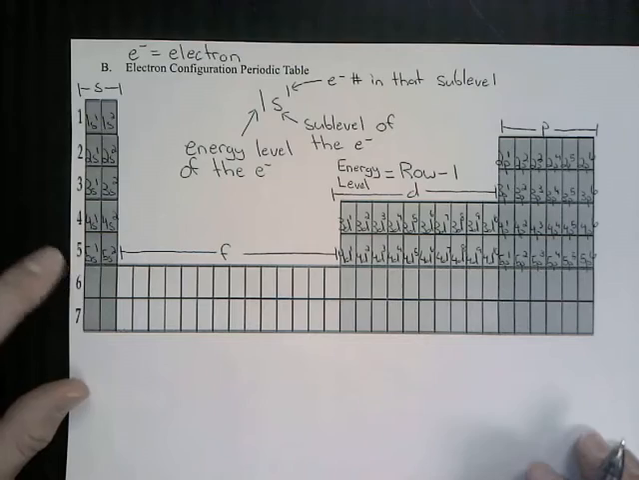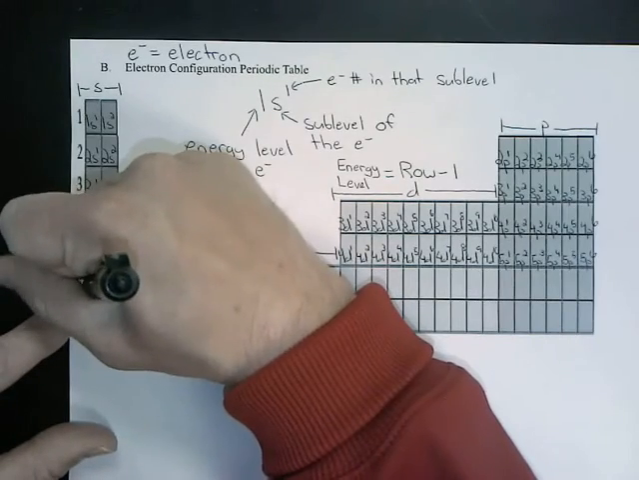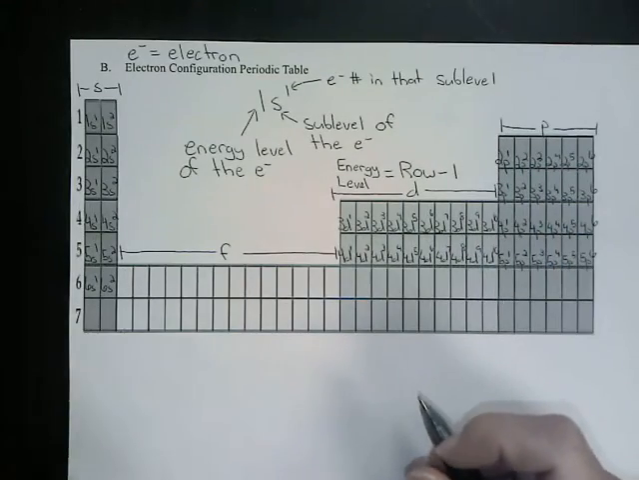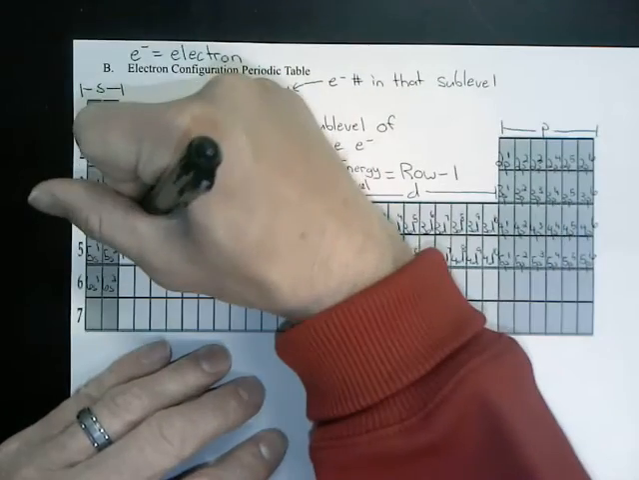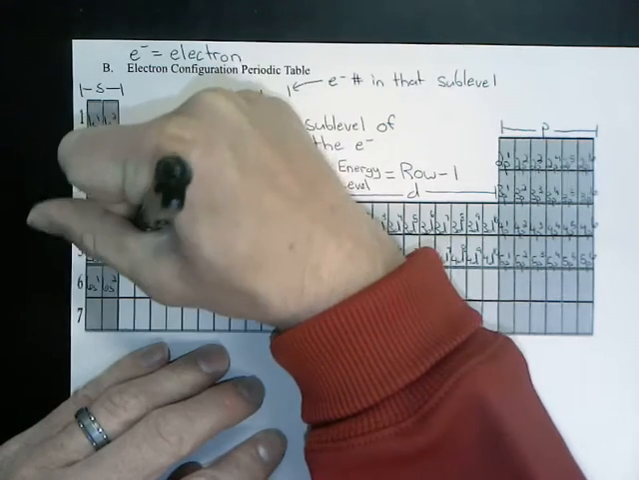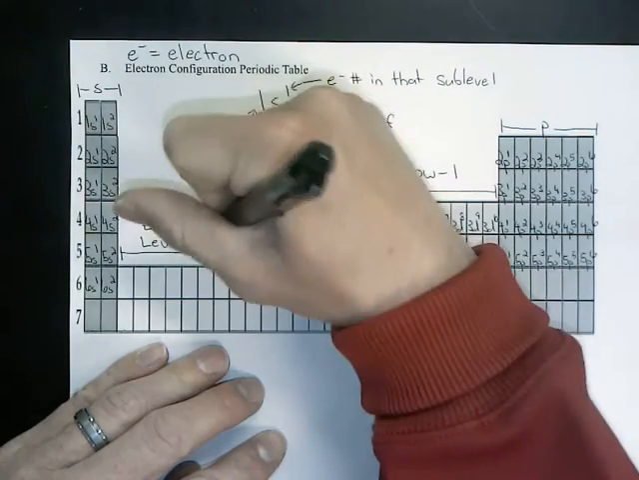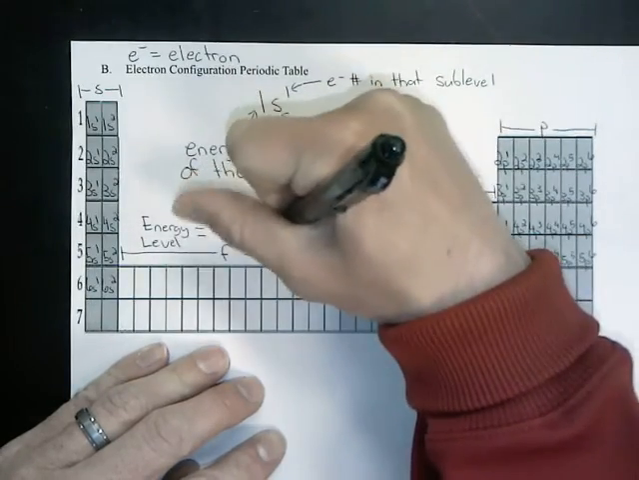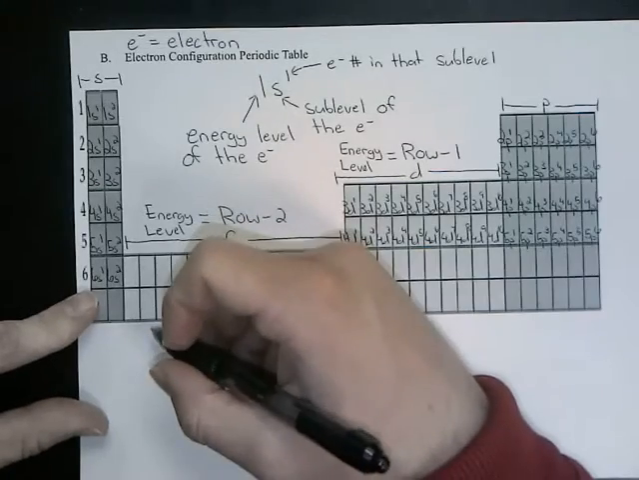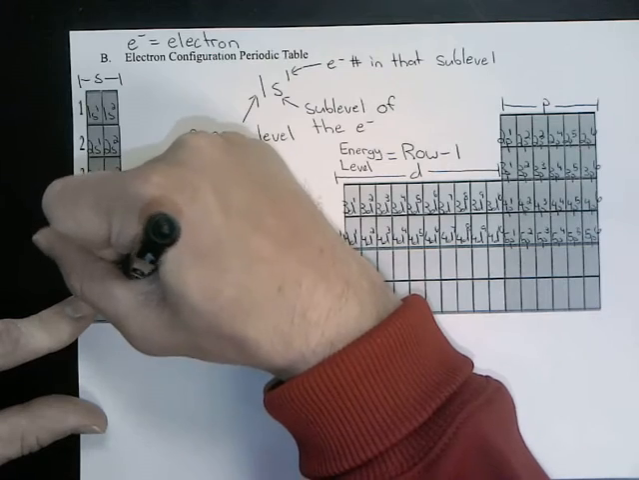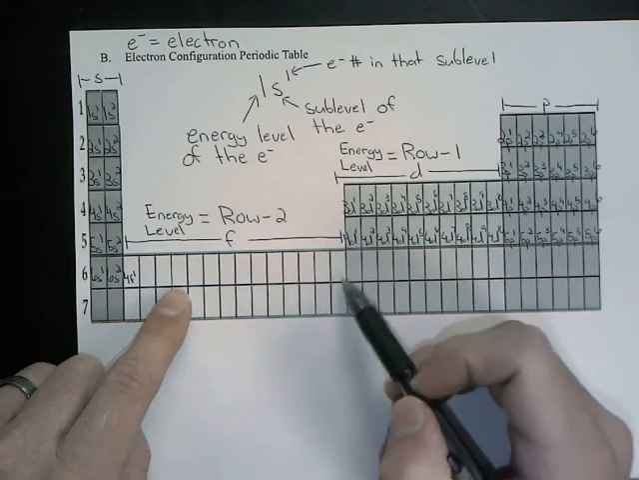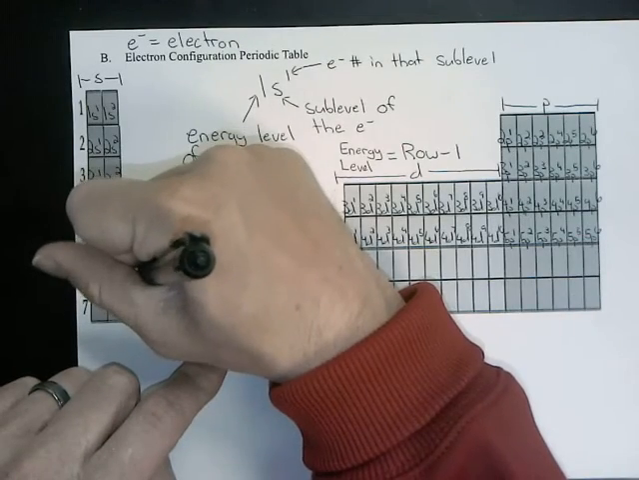All right, so now we're down to rows 6 and 7. Again, energy level equal to row for our S block. And now we run into another issue with our F block. Our F orbitals have unique circumstances, and this affects our energy level. Our energy level is equal to not row minus 1, but row minus 2 for our F block. So we're in row 6. 6 minus 2 is 4. This first box would be 4F1. We would label all of these F block elements all the way to 4F14.